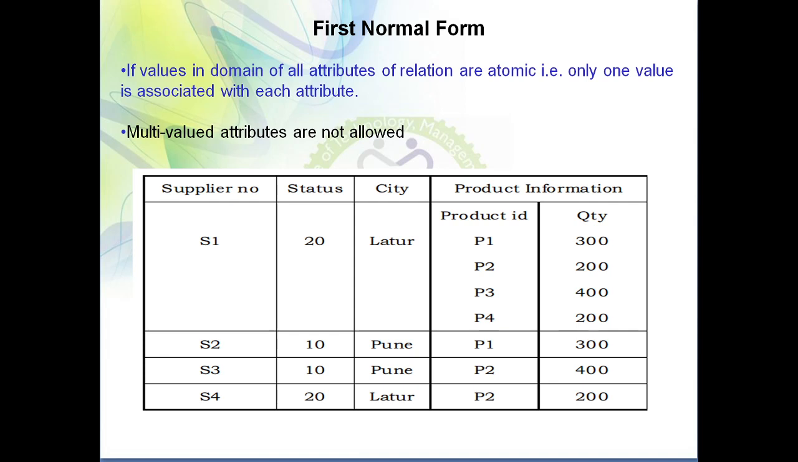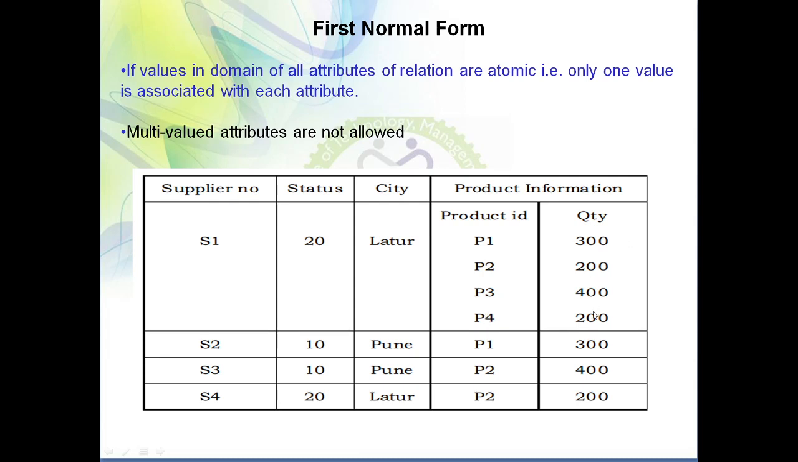If the values in the domain of all attributes of a relation are atomic, that means only one value is associated with each attribute. Here you can see for this product ID, four values are there: P1, P2, P3, P4. So in this case, instead of a single value, I have four different values for product ID in a single row. So if we take the intersection of row and column, we should get only a single value.